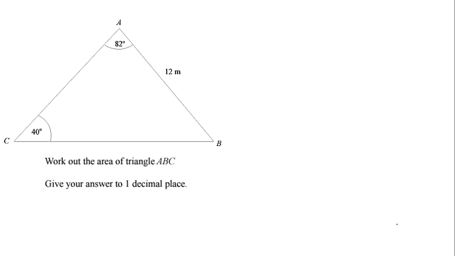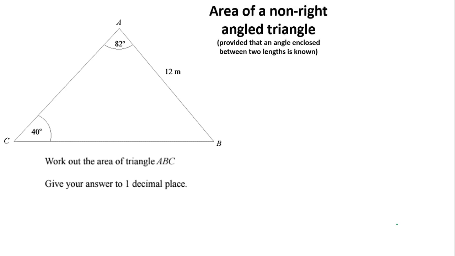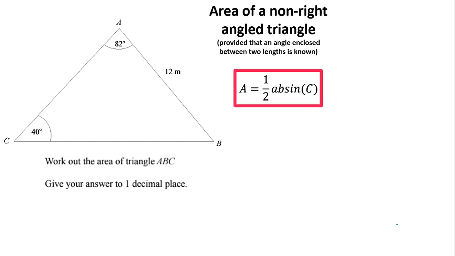But for a non-right angle triangle, the formula is something like this: area of a non-right angle triangle, provided that an angle enclosed between two lengths is known. The formula says half AB sine C. Now this C, the capital C, is basically the angle that I'm taking. So perhaps it could be this one, angle 40 degrees, or it could also be 82 degrees.